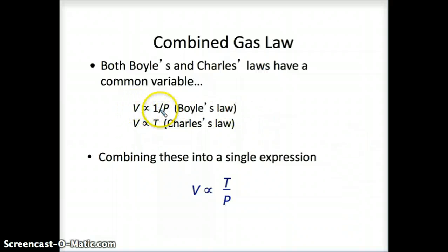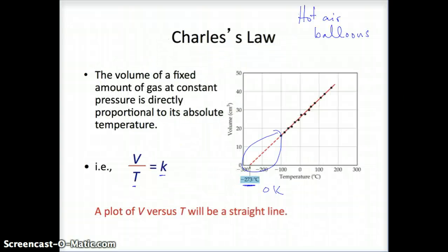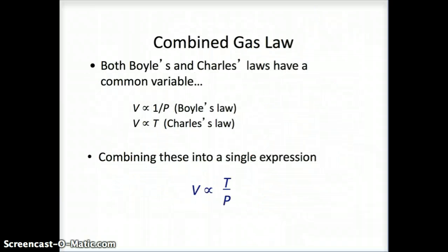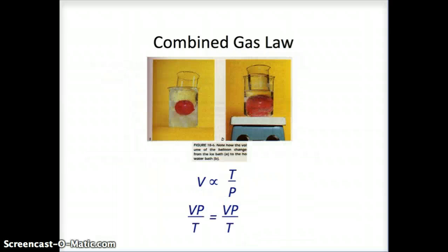If I know that volume is proportional to the inverse of pressure, and I know volume is proportional to temperature, volume is therefore proportional to temperature over pressure. Okay, I get a single expression. Notice what we've done is simply taken our constant equations and combined them into a single relationship. This is what's known as the combined gas law. When we combine them into a single expression, the combined gas law is also how we can explain our little balloon here being compressed in ice and expanding in warmth. Pressure changes, volume changes, temperature changes, and so we get a relationship. And we have what's known as the combined gas law expression.